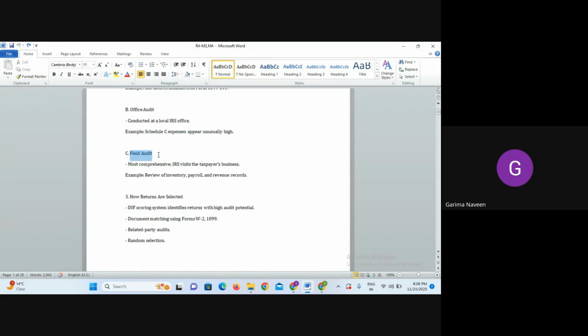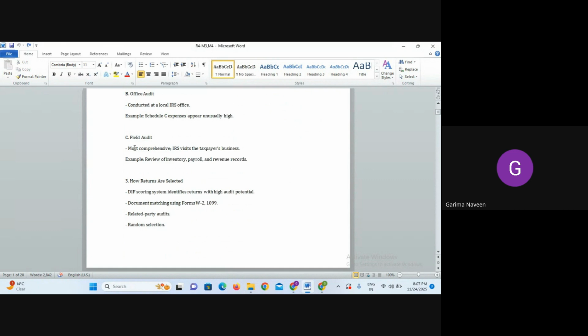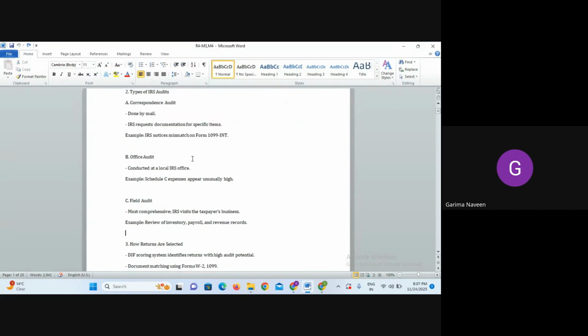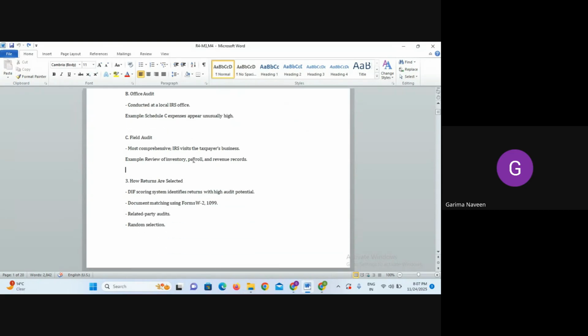Okay. Next is the field audit. A field audit is basically when an IRS representative visits a taxpayer's place of business and does some audit. This is called the field audit. This is the most comprehensive audit, and the IRS visits the taxpayer's business place. For example, they may visit your business place to review the inventory, and to review payroll and revenue records. So these are some of the audits which are done by the IRS.